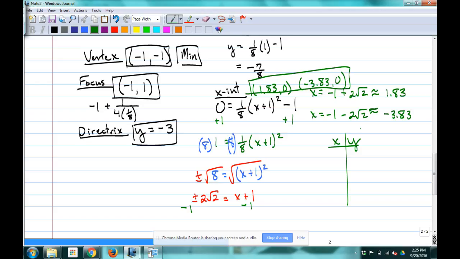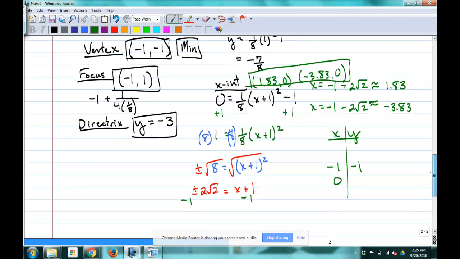The good thing is we've got a y-intercept and we've got two x-intercepts. How many points is that? 3. We also have a vertex. That's the 4th point. Remember, we're centering it around the vertex, -1, -1. And then we have 0, -7/8, that's the y-intercept. And then we have a number that's bigger than 0, 1.83, 0.